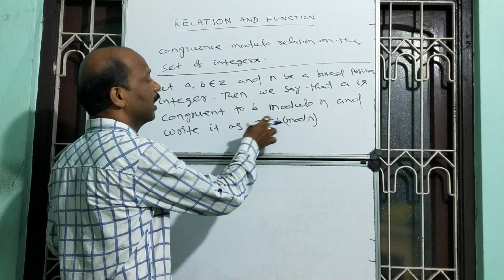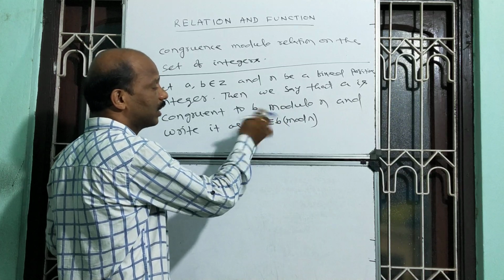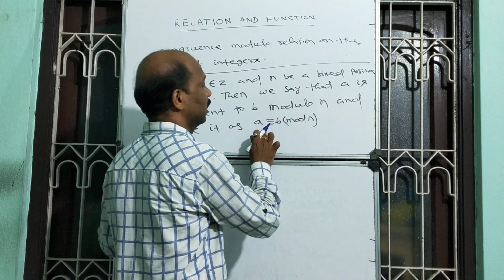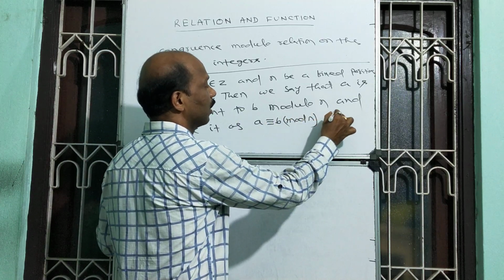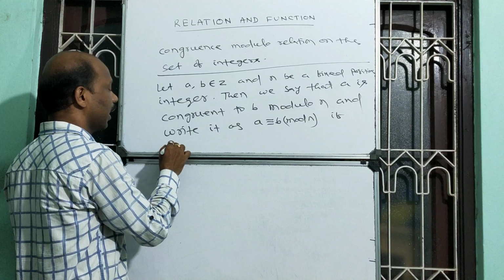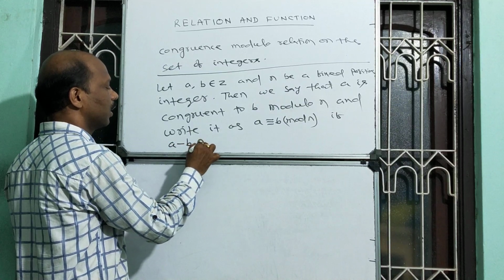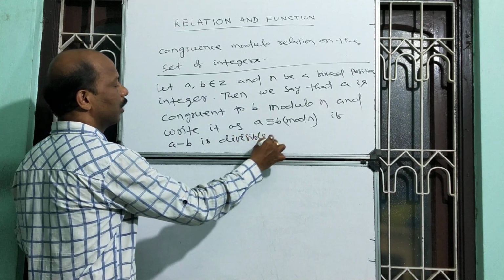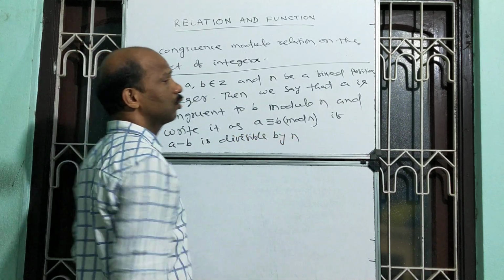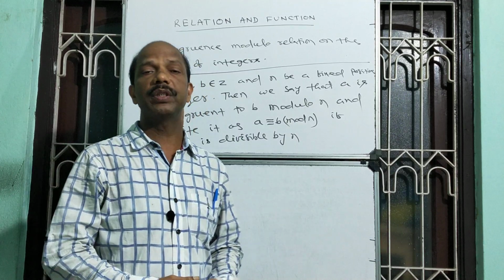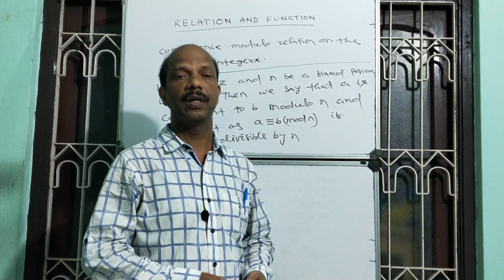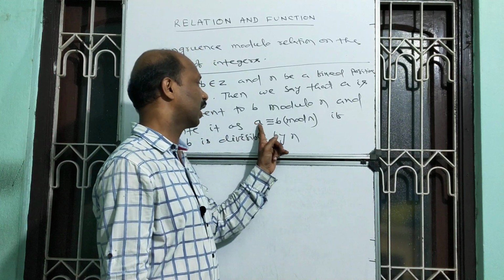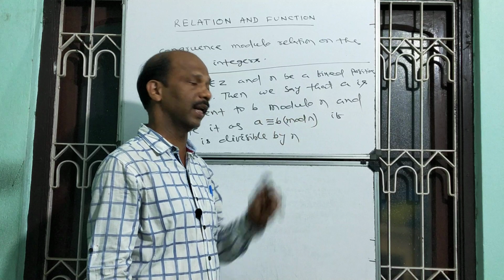Two integers A and B, A is congruent to B. We say that A is congruent to B with a modulo n, write it this way, if A minus B is divisible by n. That means whenever we subtract B from A, if the result is divisible by n, then we say that A is congruent to B modulo n.